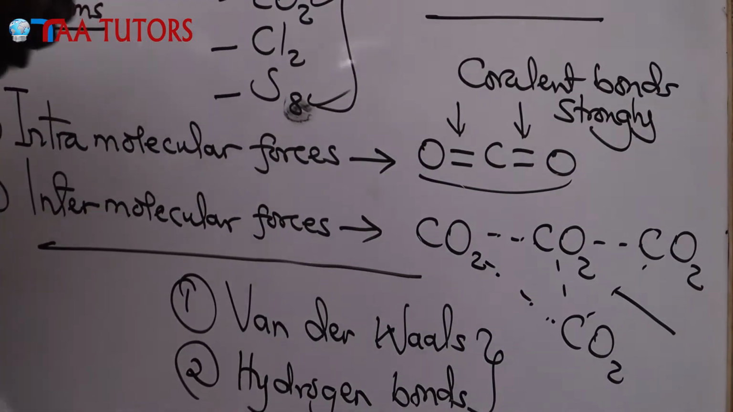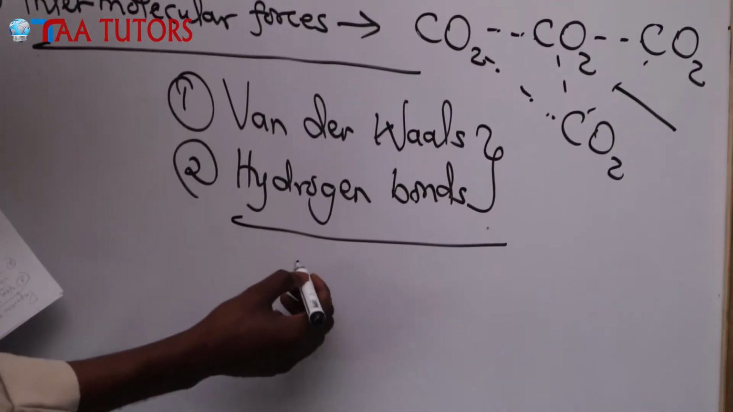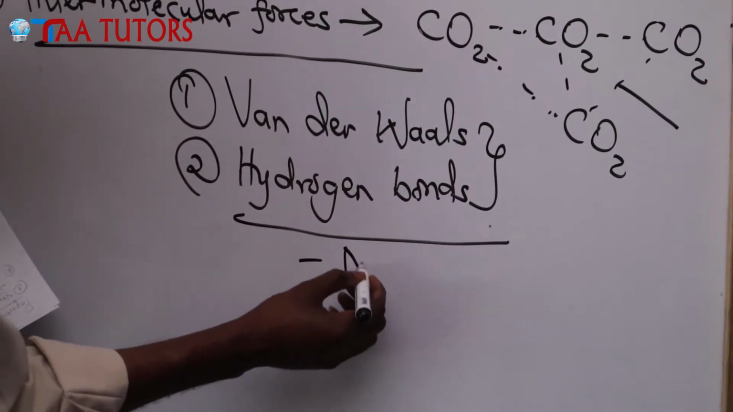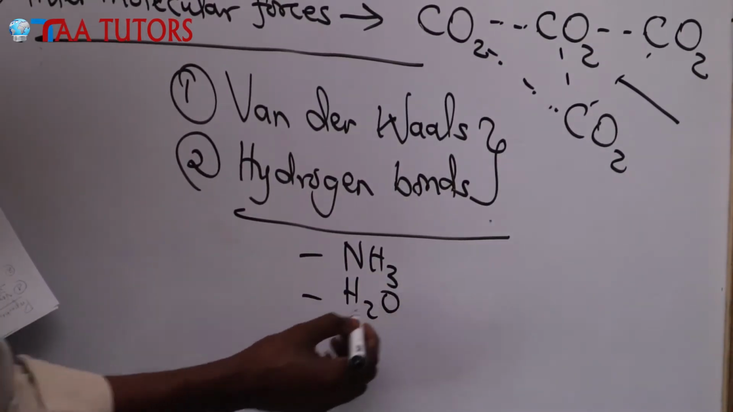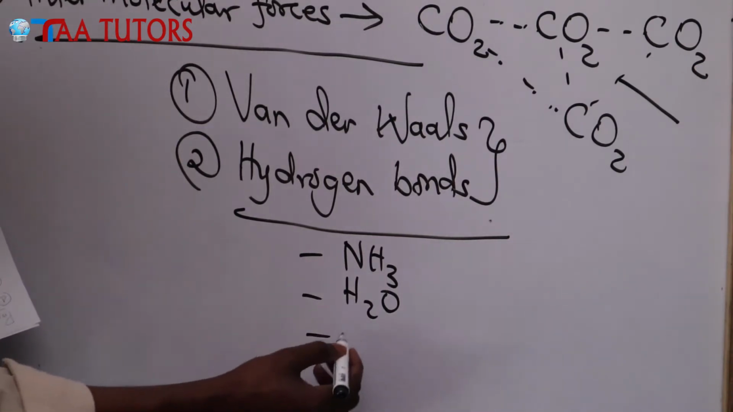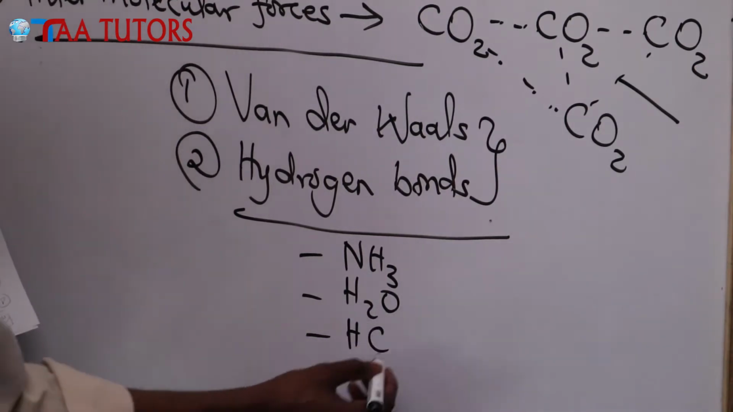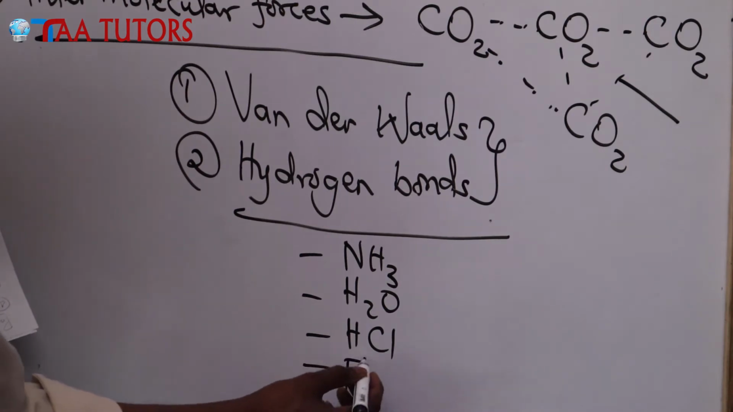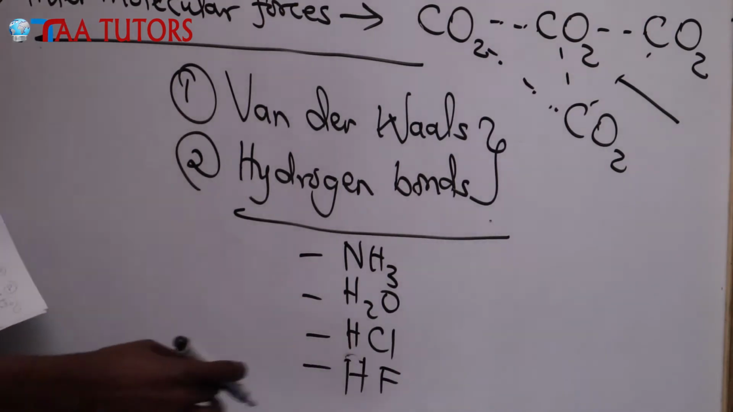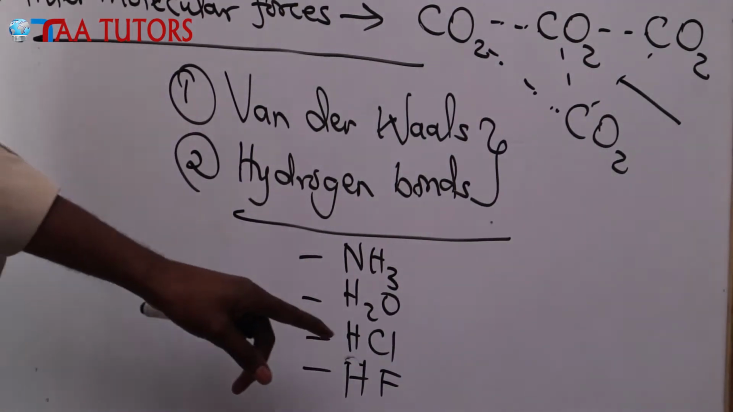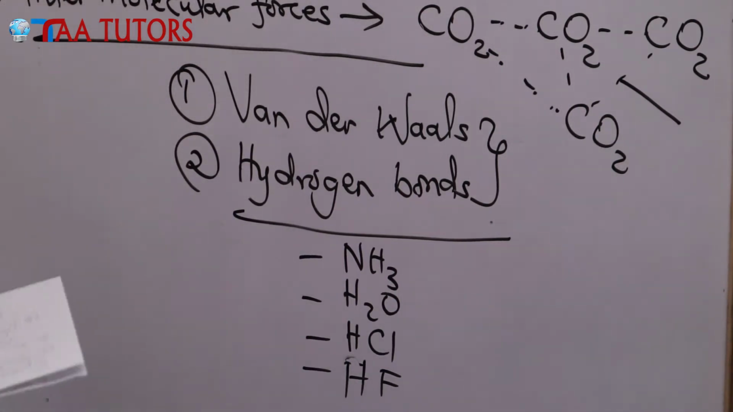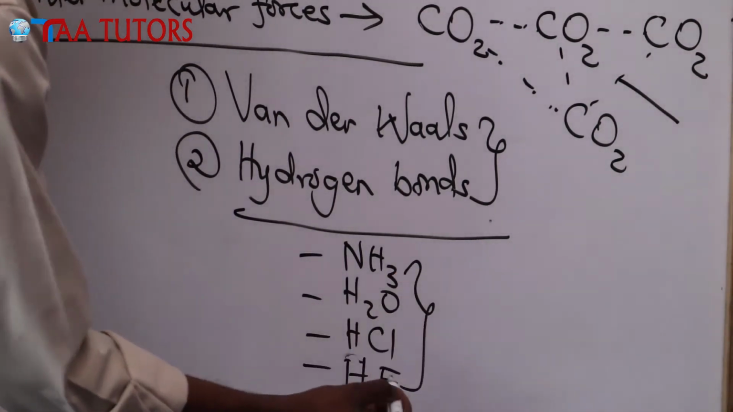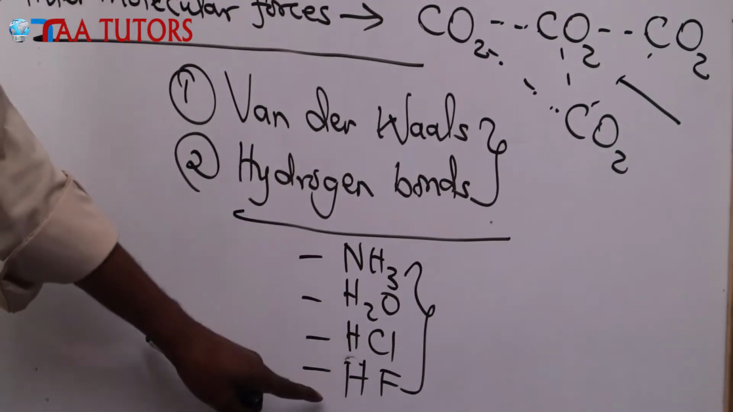Hydrogen bonds exist in substances like ammonia. We have water with hydrogen bonds. We have hydrogen chloride and hydrogen fluoride with hydrogen bonds. Those are cases where we have hydrogen bonds. And you realize that those substances with hydrogen bonds can dissolve in water. That's the funny thing with these. Those molecules with hydrogen bonds usually dissolve in water.